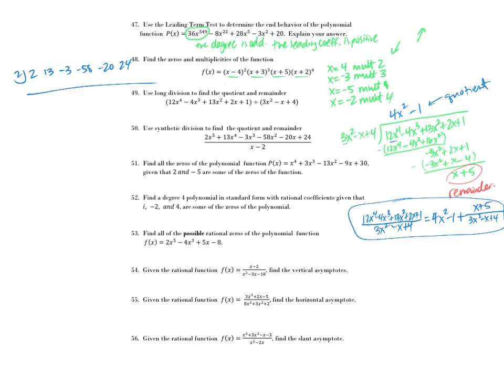Okay, so we're going to drop down this 2. 2 times 2 is 4. 13 plus 4 is 17. 2 times 17 is 34. 34 minus 3 is 31. 31 times 2 is 62. Minus 58 is 4. 4 times 2 is 8 again.